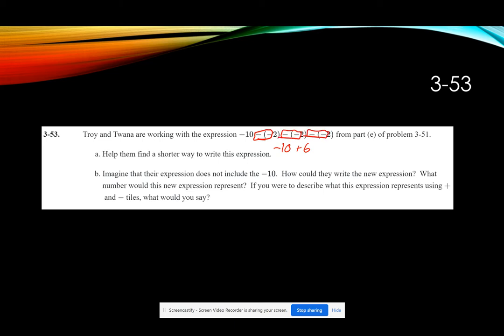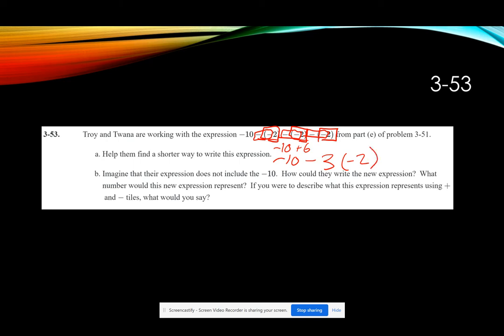But we could also write it in another way, just like we see it above, -10 minus, and here we have 3 groups of -2, right? 3 groups of -2. So I can write it as -10 minus 3 groups of -2.